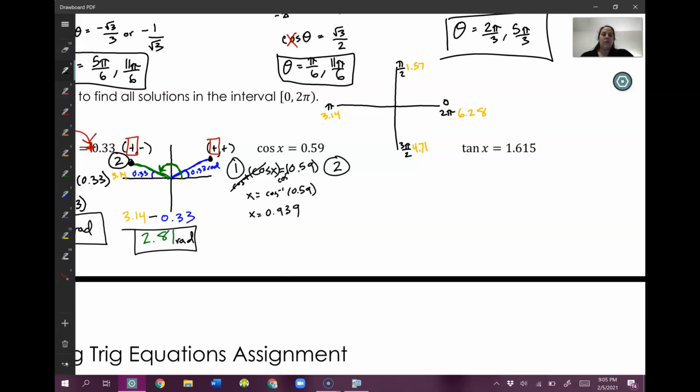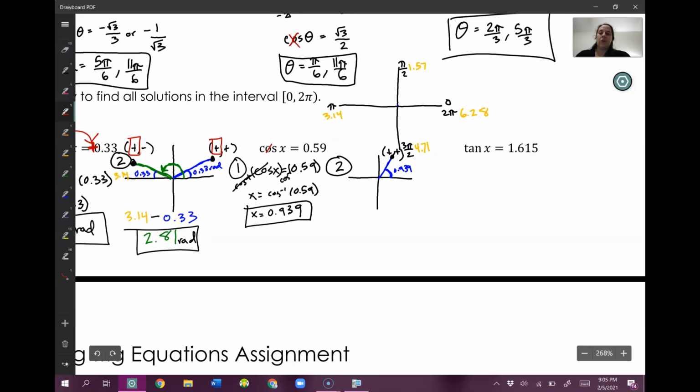Let's graph this. 0.939. Here's 1.57. So 0.939 is going to be much closer to that 1.57 than the last one. So here's my first answer. Step 2. Graph it and look for the second answer. So right there is my 0.939. And this point, because it's in that corner, is going to be positive, positive.